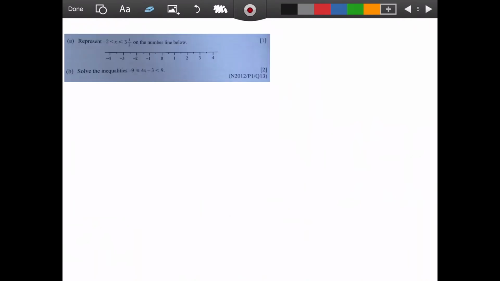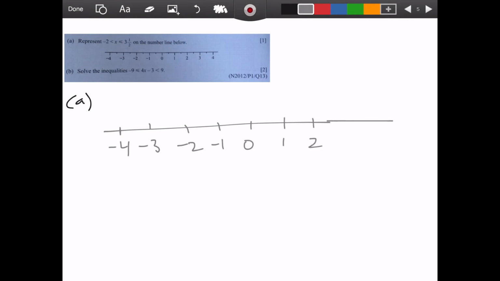Okay, let's look at this question from the year 2012, paper 1, question 13. Alright, the question said represent minus 2 less than x less than or equal to 3.5 on the number line below. Okay, so let's just draw out the number line. This is minus 4, minus 3, minus 2, minus 1, 0, 1, 2, 3, 4.